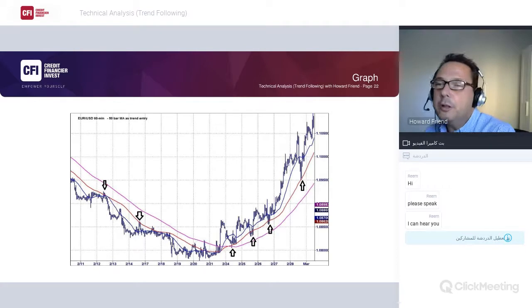Okay, Eurodollar, this is an hourly chart. In this case, we're using the same moving averages. It turns out the 50 bar moving average worked quite well in this case for the hourly chart. So Eurodollar is trending lower. We get the bounces back up to the falling red 50-hour moving average, which pretty much caps.